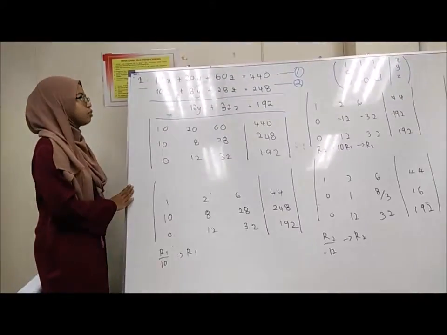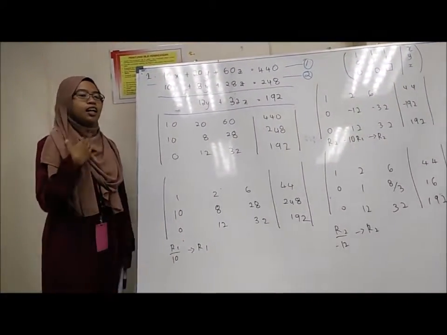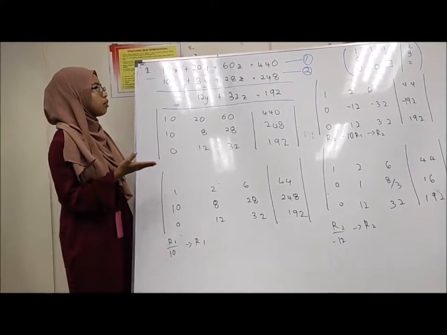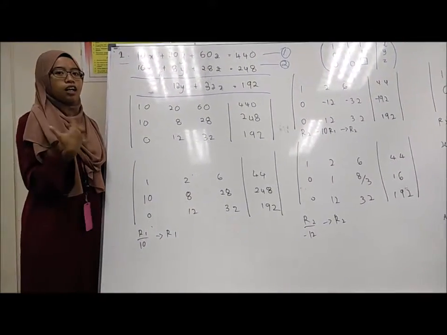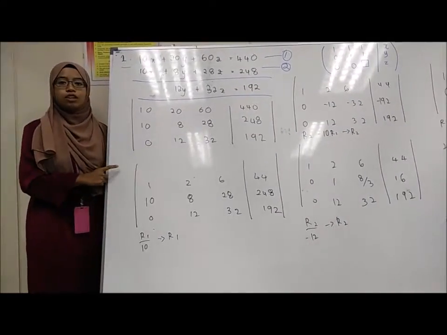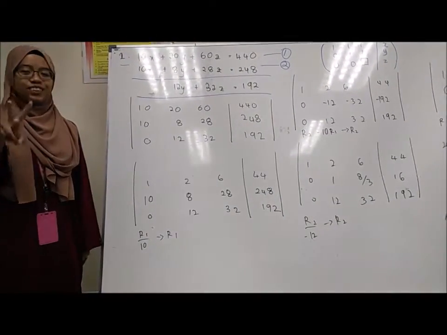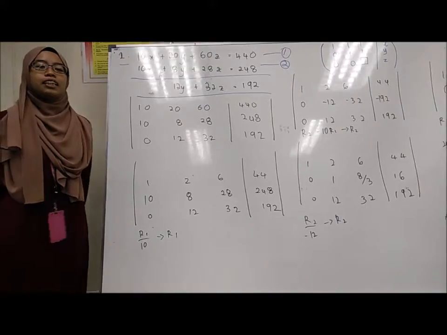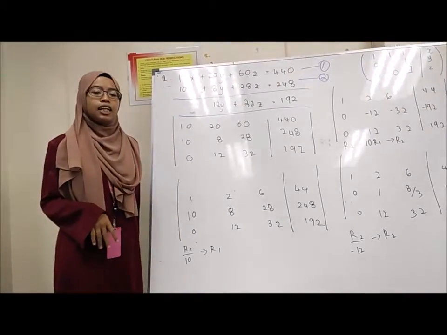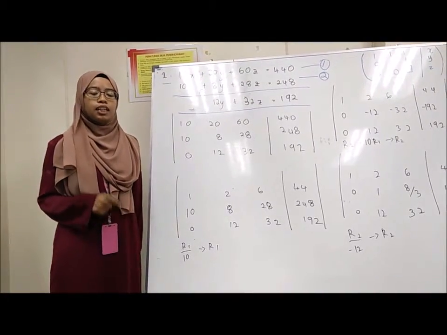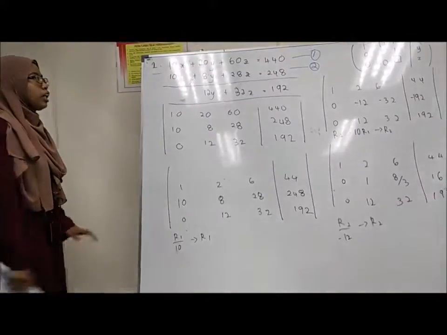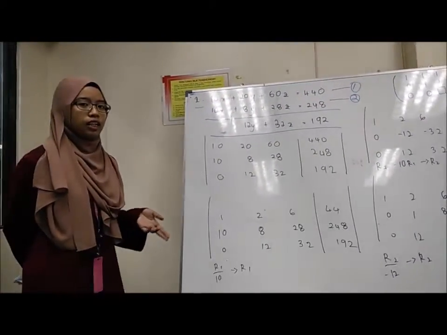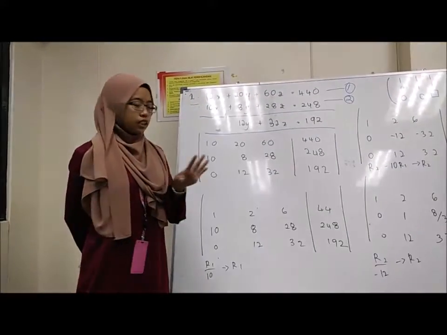Okay, today I will teach all of you about matrices, activity 2, number 2. So my name is Amira Hanani binti Sazali, and my matric number is 187471.